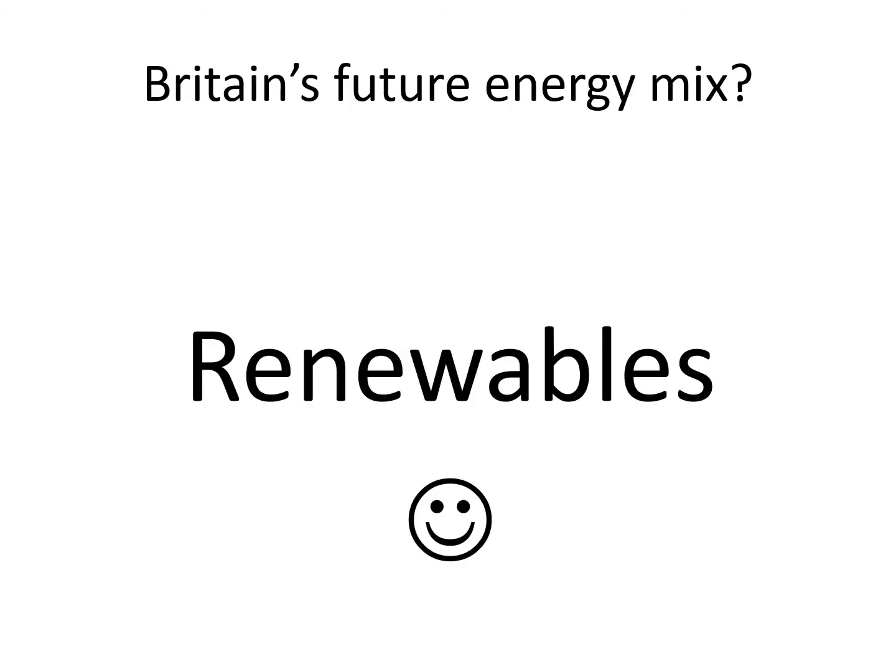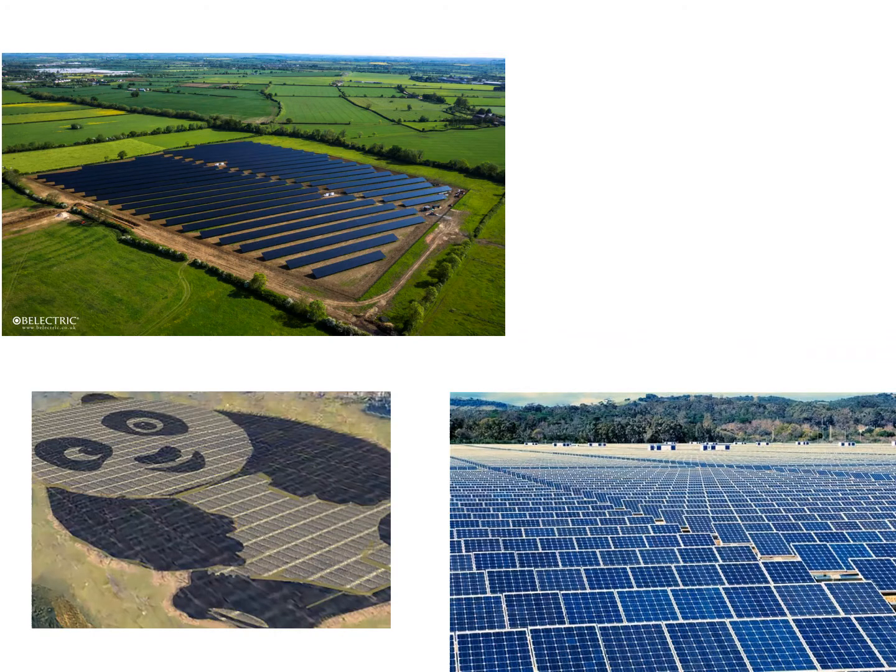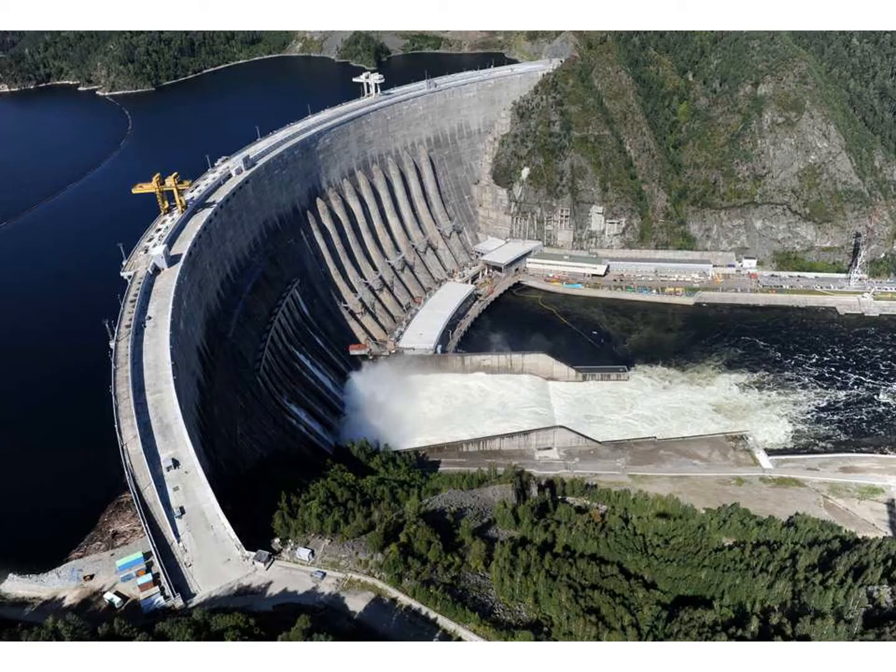Okay, so let's have a look at Britain's future energy mix then. We've said that we're investing in renewables. That's a great thing. Here are some examples of renewables. So that's wind farms on land and in the sea. That is a picture of a solar farm. You can see that picture of the panda down in the bottom left. That's all made of solar panels. That's actually in China. It's not in the UK, but I thought you'd like the picture.